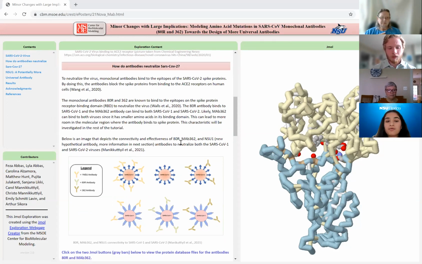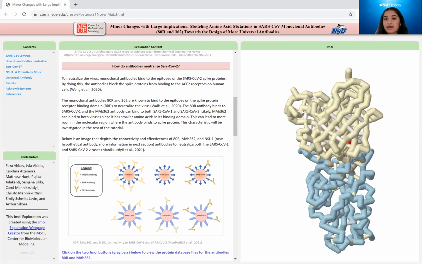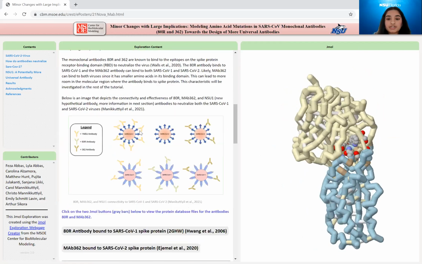And then when we were researching this, we came upon a Schiffer lab paper that studied the ADR antibody, which is known to bind to the SARS-CoV-1 spike protein, and compared that to a new naturally produced antibody, MAB362, which they found to bind to both SARS-CoV-1 and SARS-CoV-2 spike proteins. And this right here is the MAB362 structure.